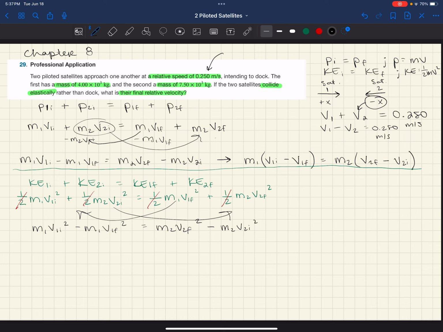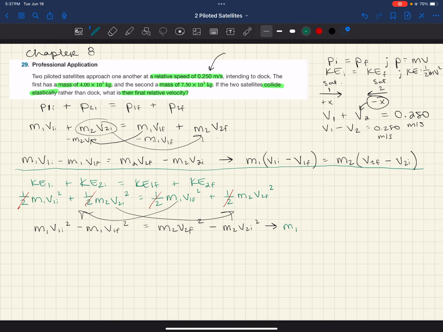And finally, we can simplify just a bit more. I'm going to go back to using green. So we have m1 times v1 initial squared minus v1 final squared equals m2 times v2 final squared minus v2 initial squared.